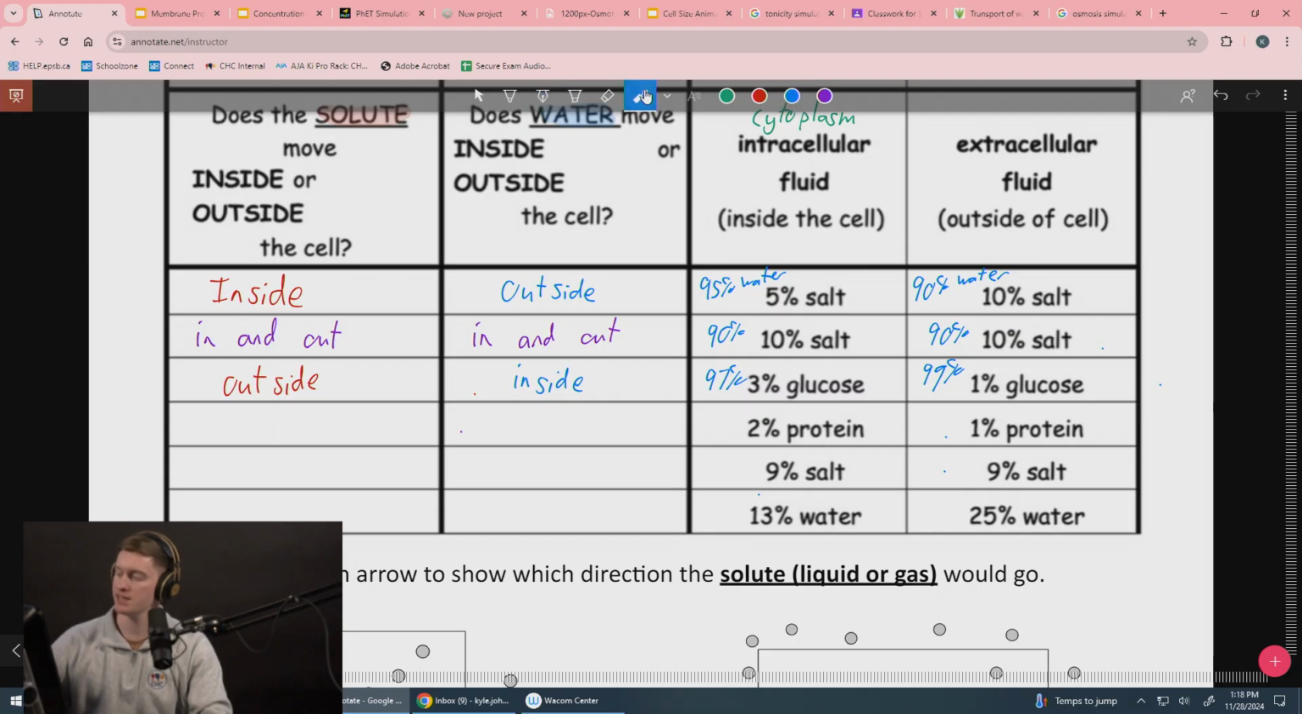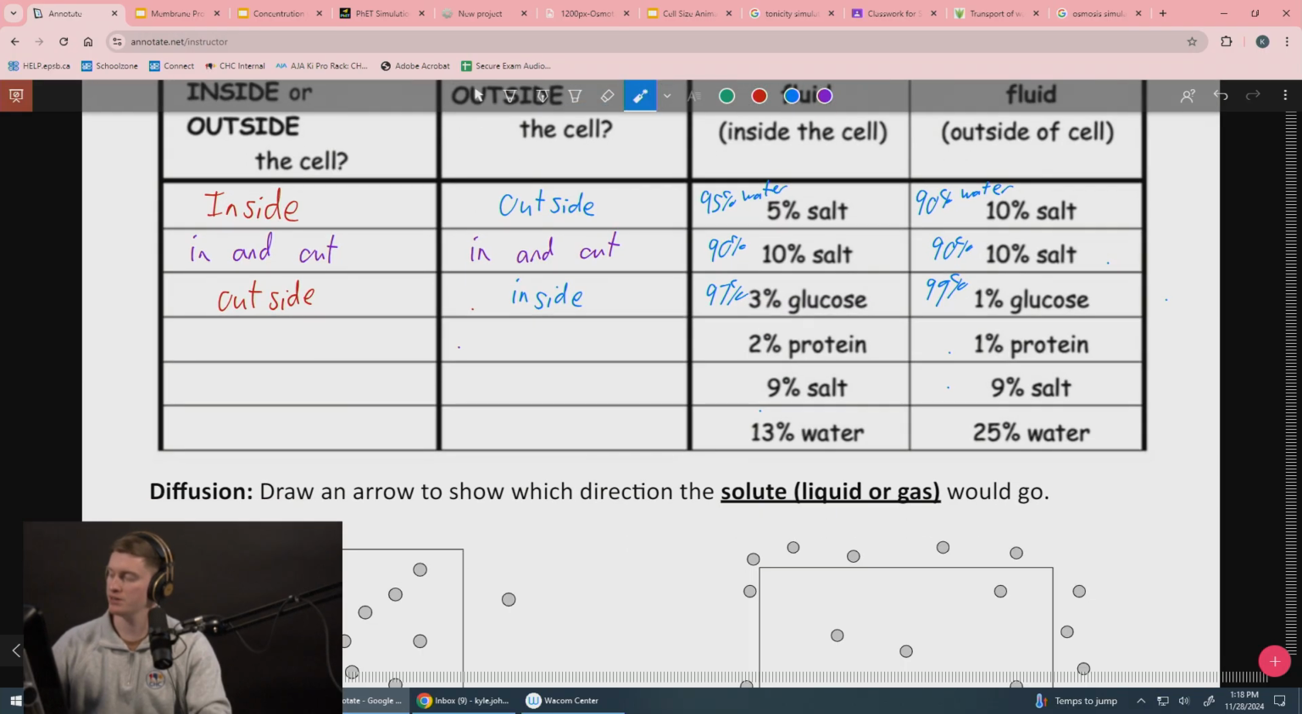I'm going to skip to this last one here. For the last one here, they're telling us the concentration of water, not the concentration of solute. So if we have 13% water inside the cell, that means that we have 87% solute, whatever that solute is. And if we have 25% water outside the cell, that means we have 75% solute. So watch what concentration they're giving you.